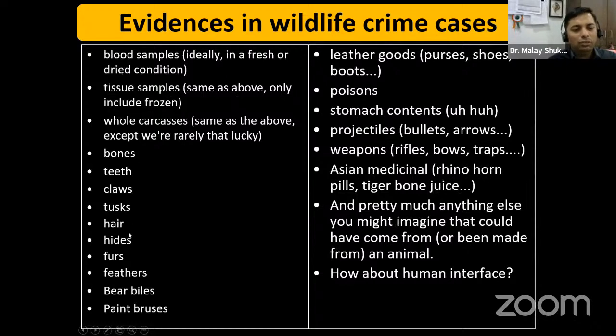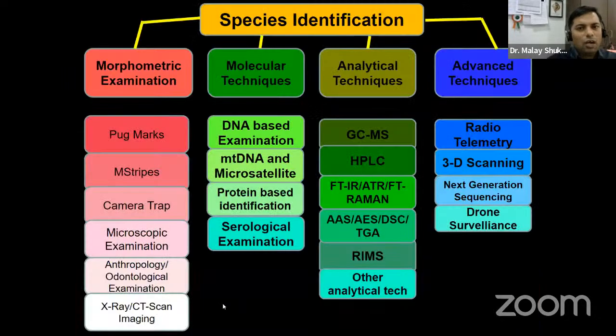Mostly, the tissue samples are being forwarded, to the best of my knowledge, based on the experience that we have gone through over the years. Tissue samples, ivories, claws, sometimes hairs, bear bile, paint brushes are being seized nowadays in numbers, and any other finished leather products are being seized, right? So how to identify?